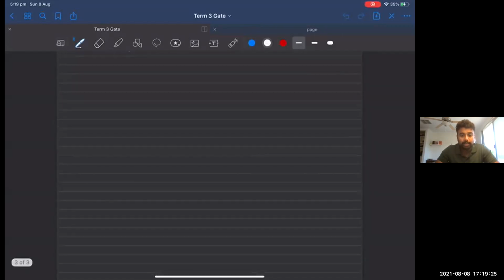Now, all of you guys, your main goal is to get into GATE. What's the best thing you guys can do to get into GATE? I went through this in class as an example.